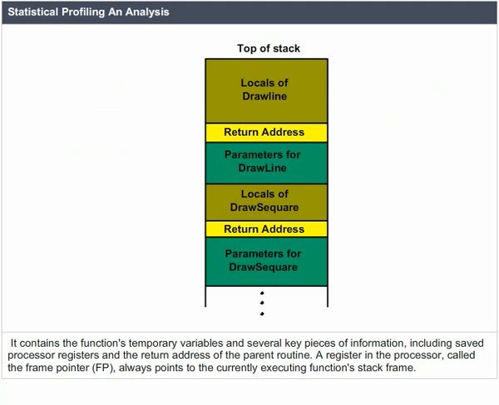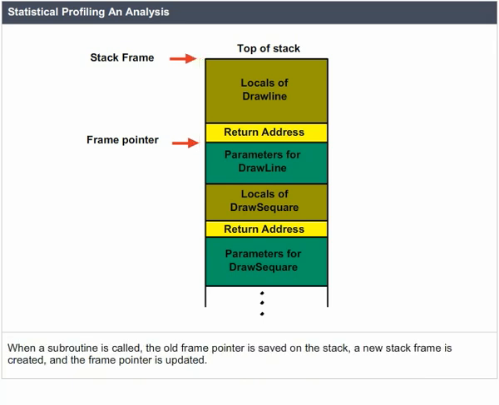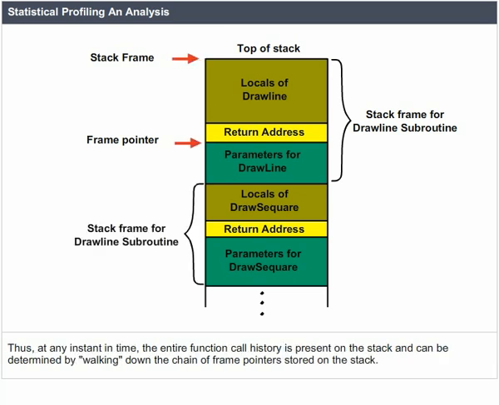of the parent routine. A register in the processor called the frame pointer, FP, always points to the currently executing function stack frame. When a subroutine is called, the old frame pointer is saved on the stack. A new stack frame is created and the frame pointer is updated. Thus, at any instant in time, the entire function call history is present on the stack and can be determined by walking down the chain of frame pointers stored on the stack.